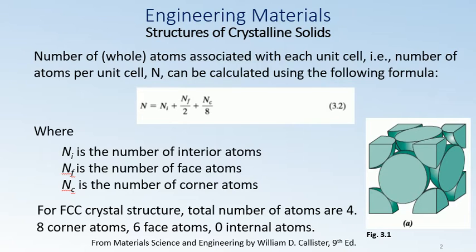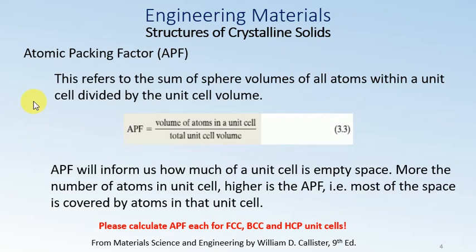This gives you the total volume for the 4 atoms, and this is occupied. Then you can calculate the volume of the cube from the cube edge length, and take the ratio of the two to get the atomic packing factor for FCC. Similarly, you can do this for BCC and HCP unit cells.